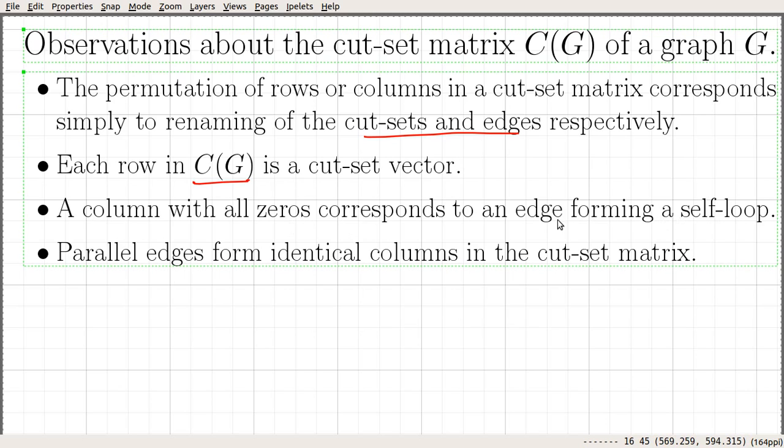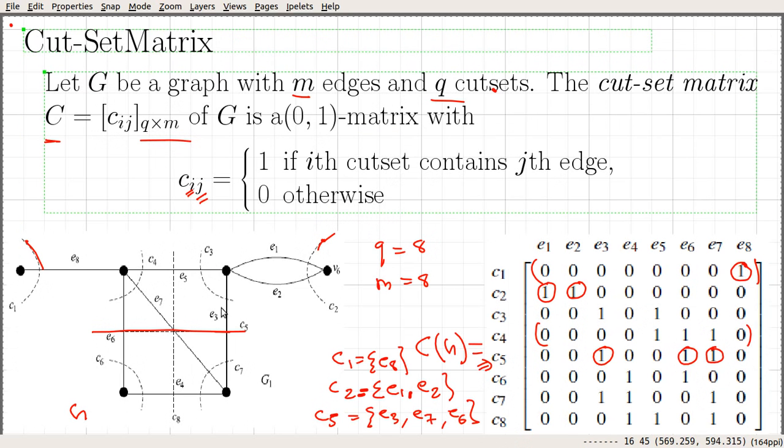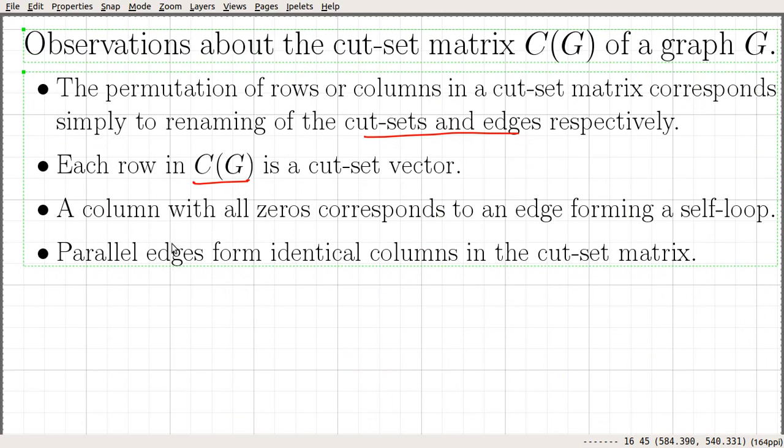Because a loop doesn't form a cut set. So we can see that if I add a loop here, and I add one more edge E9 here, and if you look at the column corresponding to E9, we will see that every entry will be equal to 0, because a loop doesn't correspond to any cut set. So that's what that observation says.